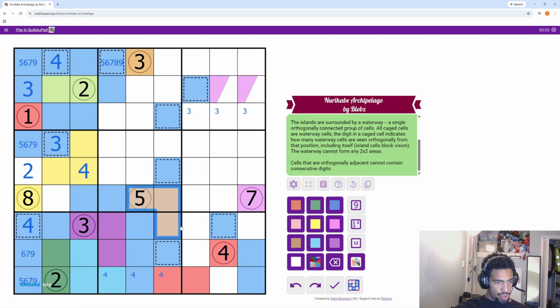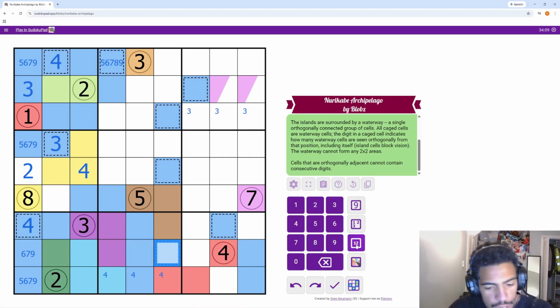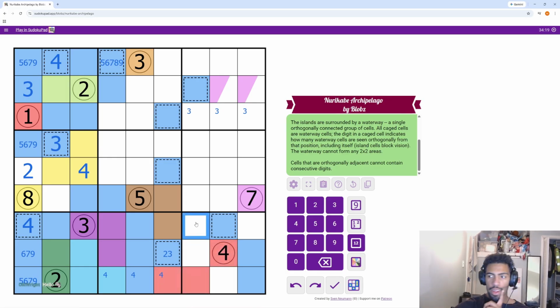And so am I looking at a maximum value for this cell? This cell can only see 3 maximum, and it sees at least 2, so this digit is a 2 or 3. And then if it was a 2, this would be red. Now I'm looking at this cell.